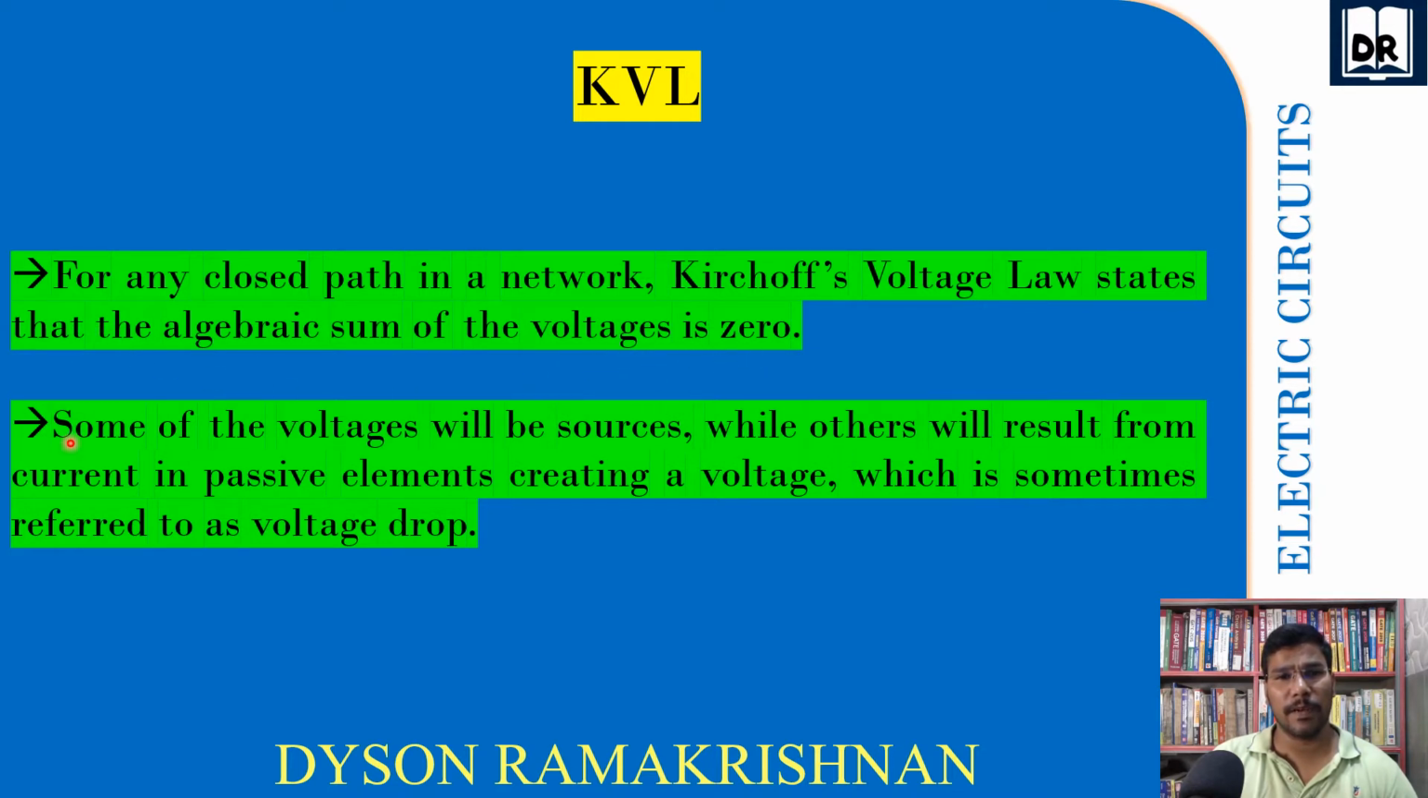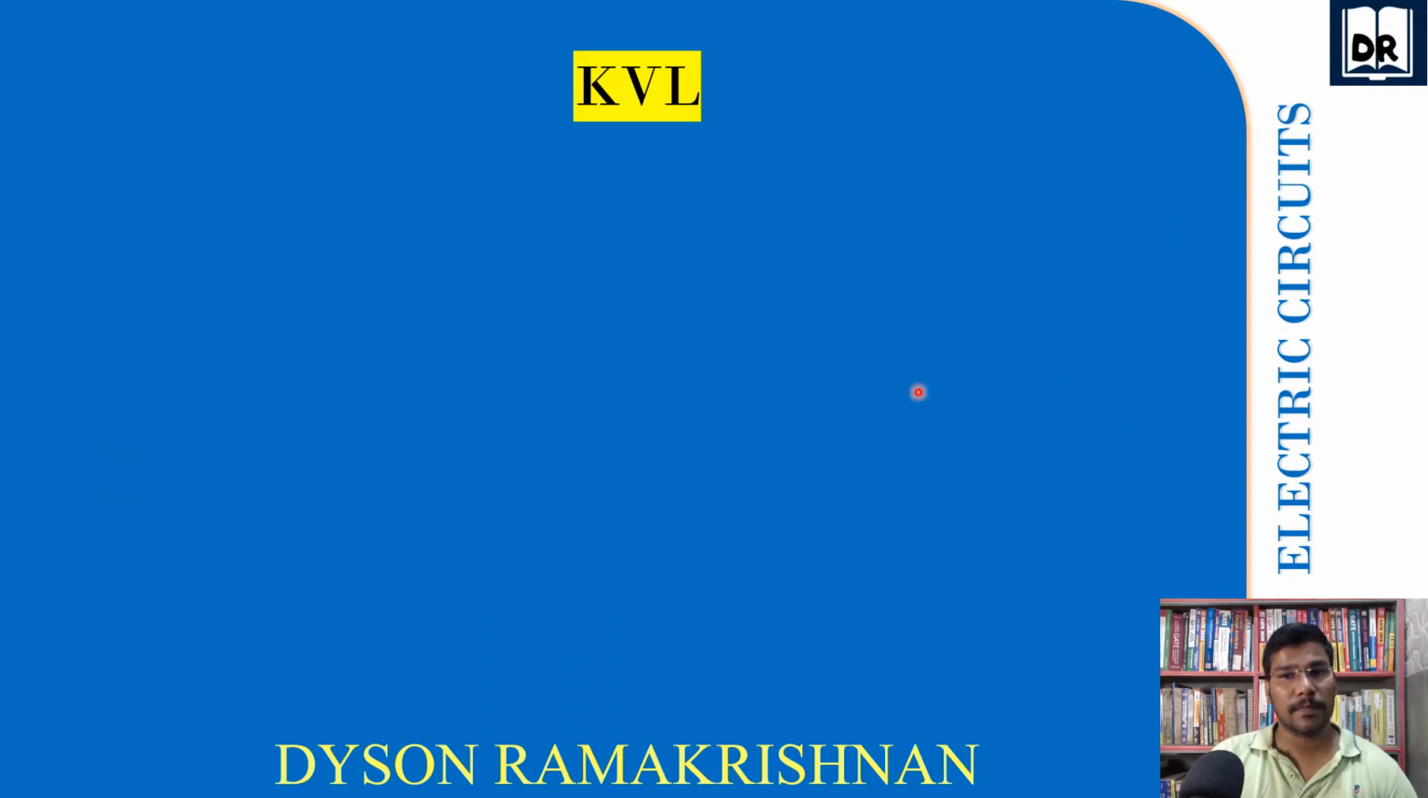Once again I will repeat: for any closed path in a network, Kirchhoff's voltage law states that the algebraic sum of voltages is zero. The next statement is: some of the voltages will be sources, while others will result from current in passive elements, creating a voltage which is sometimes referred to as voltage drop. Next I am going to explain Kirchhoff's voltage law with one example. Let me solve this.